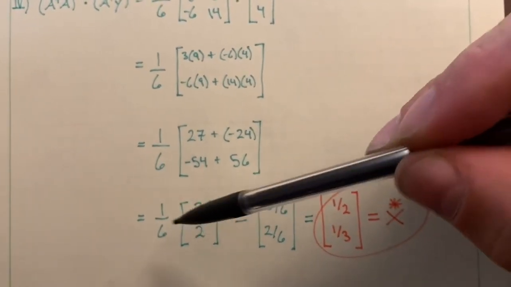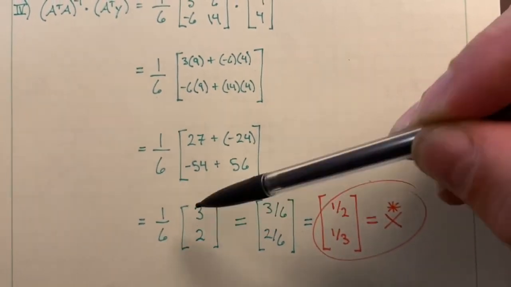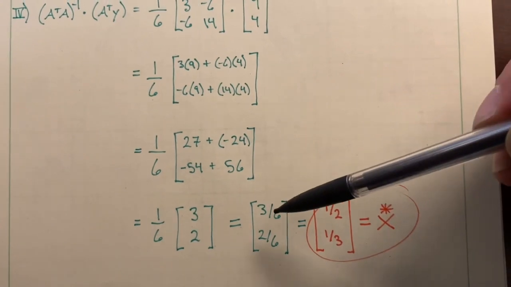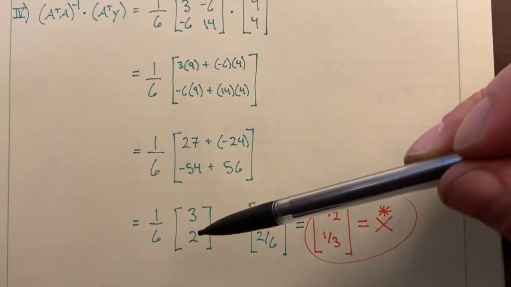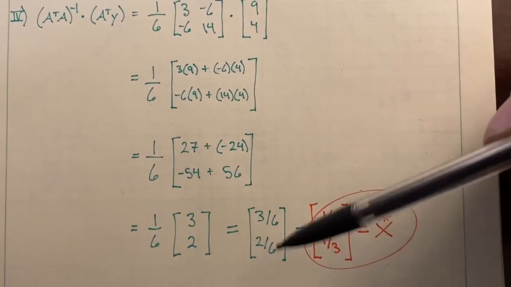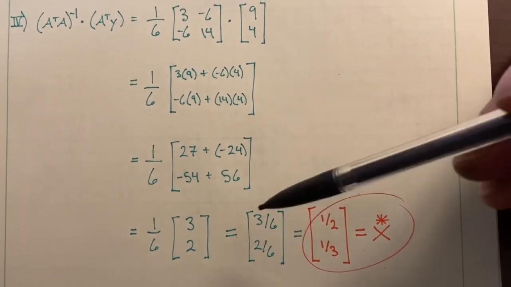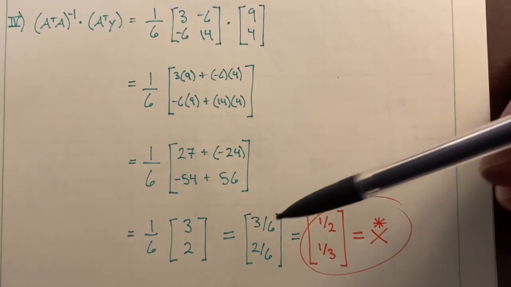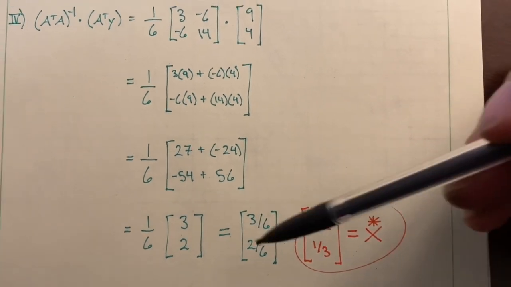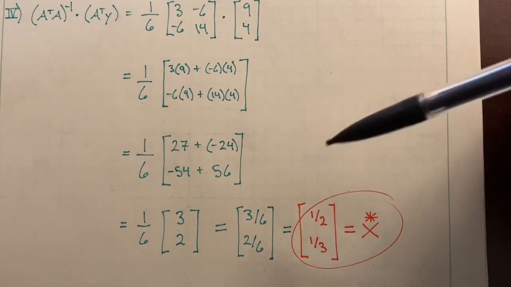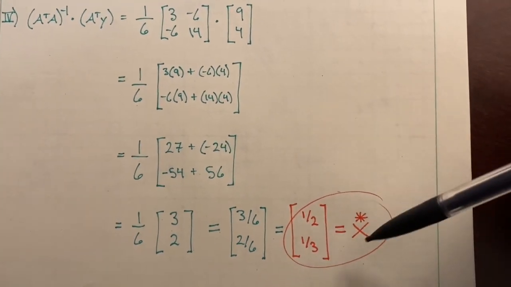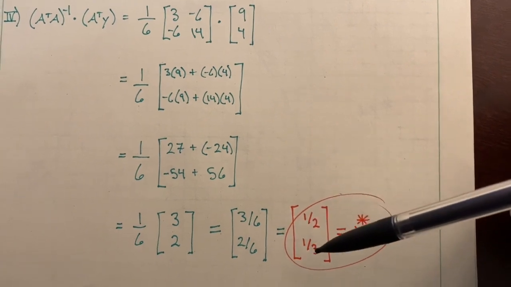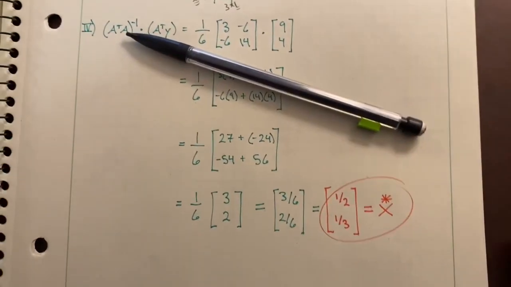Now we'll distribute our 1/6 into our matrix here. So 1/6 times 3 is 3 over 6, and 1/6 times 2 is 2 over 6. We can go ahead and reduce these to a simpler form. 3 over 6 is 1/2. 2 over 6 is 1/3. X star, which is our optimal solution for this setup. Final answer, 1/2, 1/3. And that's the least squares approximation, BRNY style.